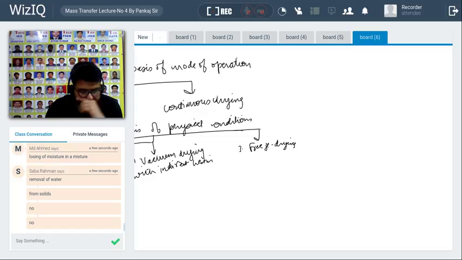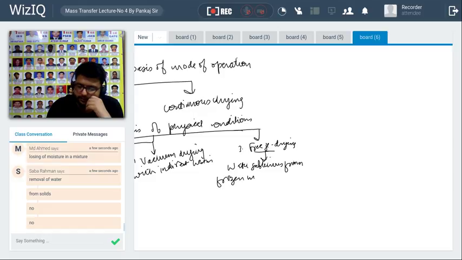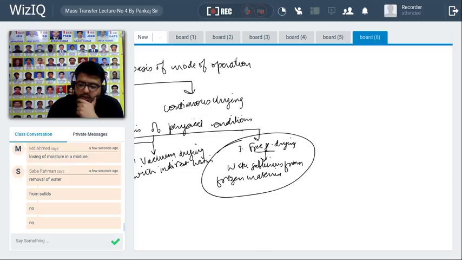Okay, in which water sublimes from frozen material. You have seen all these things. That is, the freeze drying is used in hilly areas, that is cold areas such as Shimla or Jammu Kashmir, to preserve the foodstuffs. Okay, there in the streets usually you will find out.